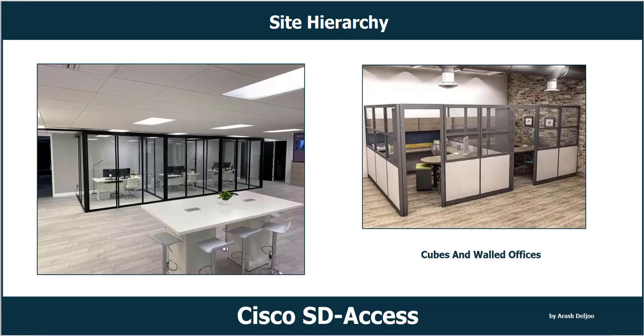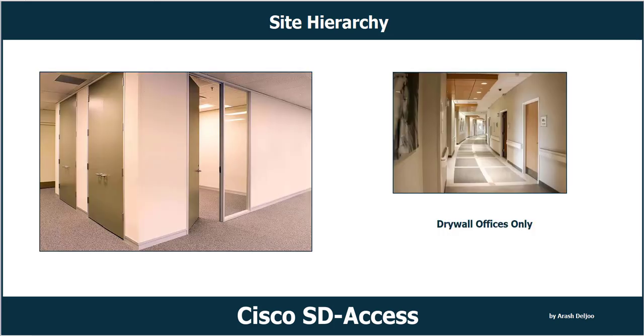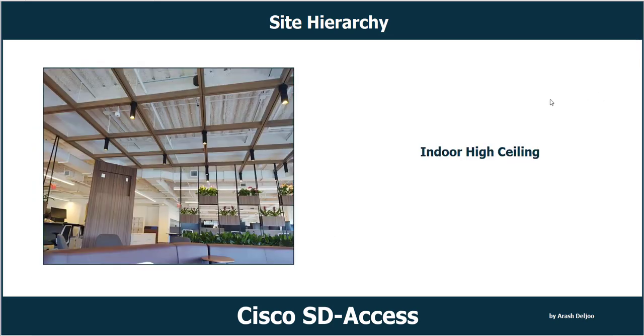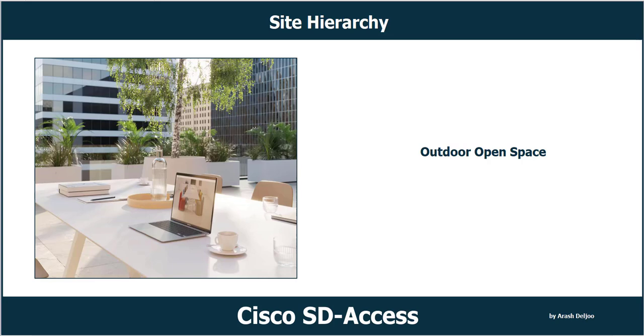These 2 figures show us the cubes and vault offices. In these photos here, we can see drywall offices only. Also in this photo, we can see a free space office. The next place type is indoor high ceiling. You can see the high ceiling in this photo. And finally, this photo shows us outdoor open space, for example, an office or workplace. Actually, we need to choose one of these types for our floor.